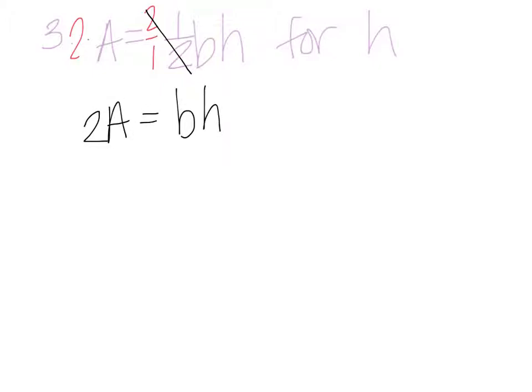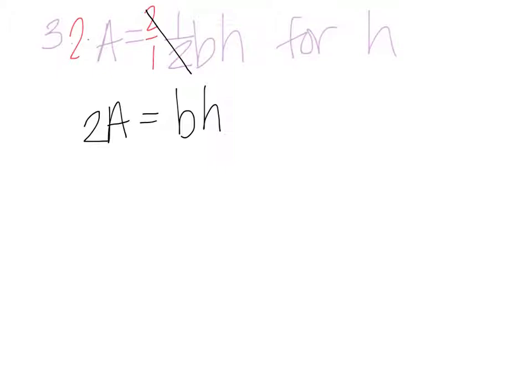Okay, let's try this one. It says a equals 1/2 b times h, and we're going to solve for h. So you learned how to get rid of a fraction. We multiply by the LCD, or in this case, we can just multiply by 2 over 1, and whatever we do to one side, we have to do to the other side. So when we do that, this fraction cancels out, and we're left with 2a equals b times h.